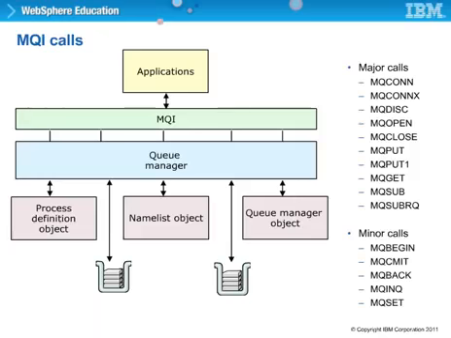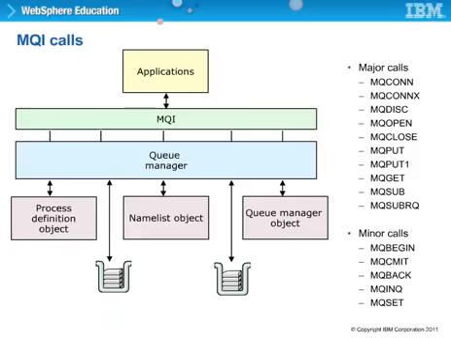An application must first connect to its queue manager before it can access any resources by issuing an MQCONN or MQCONNX call. When the application no longer needs to be connected to the queue manager, it issues an MQDISC call.